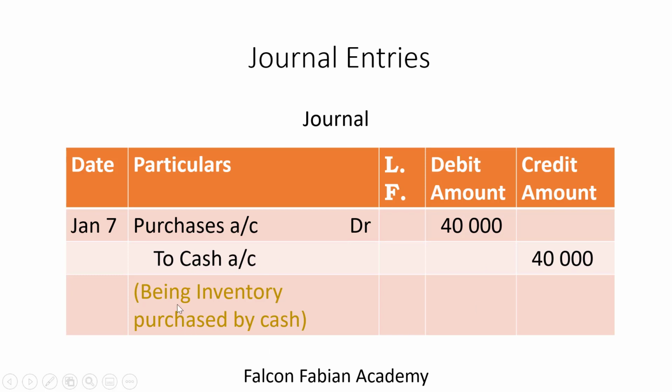And the narrative is being inventory. You can also use the word goods over here. Being inventory purchased by cash or being goods purchased by cash is what you can write over here. You can always write the narrative in your own language. So the entry is purchases account debit 40,000 to cash account credit 40,000. And the narrative is being inventory purchased by cash.